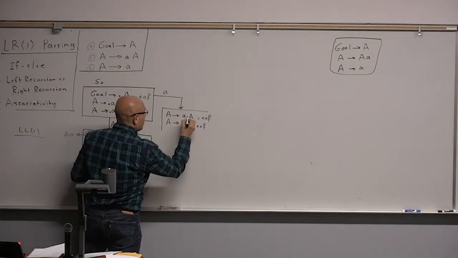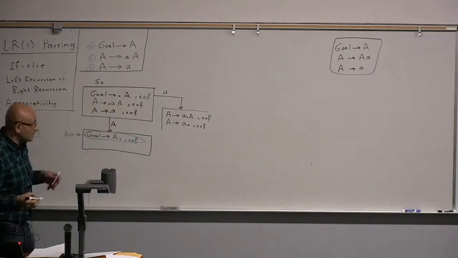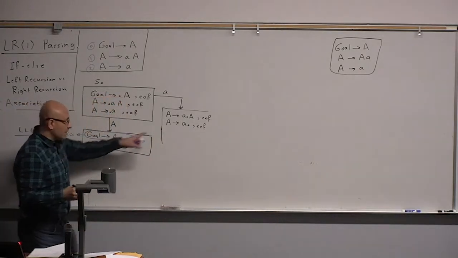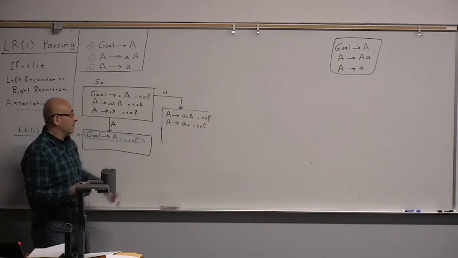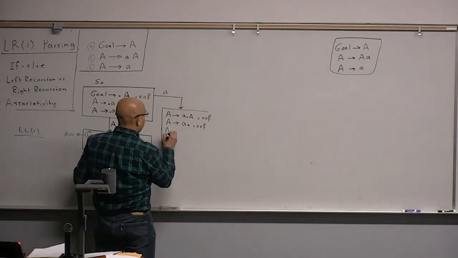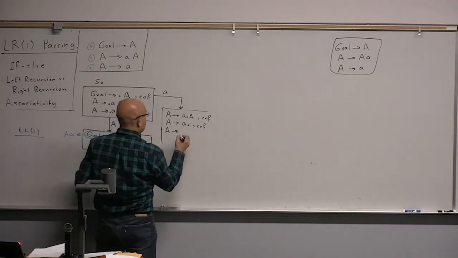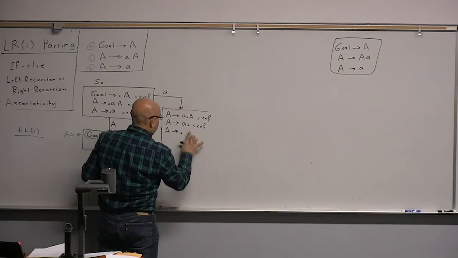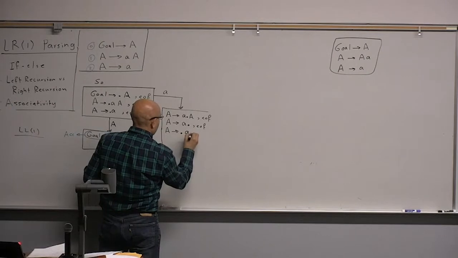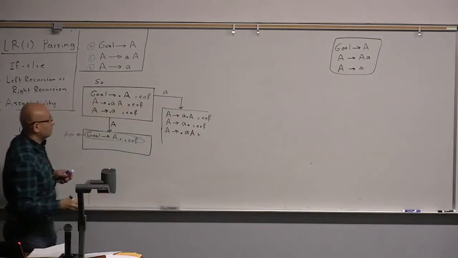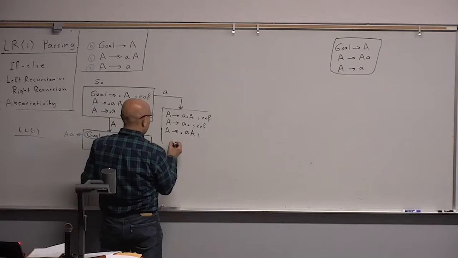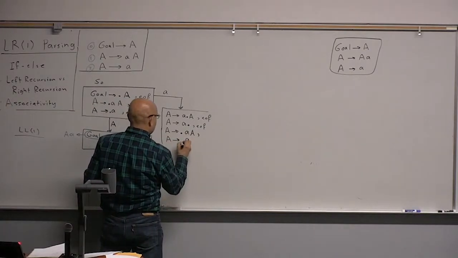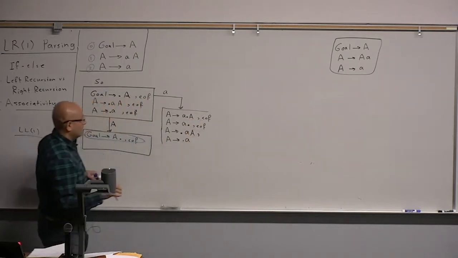Now, do we have any expansion? Yes. So a huge number of people missed this expansion. So we have an expansion on A. This is a non-terminal. So we expand on A. And expanding on A is going to give us A, AA, and A goes to A. So we have to expand this.